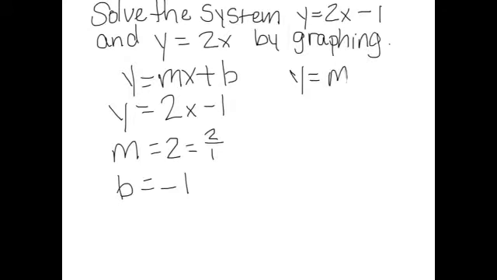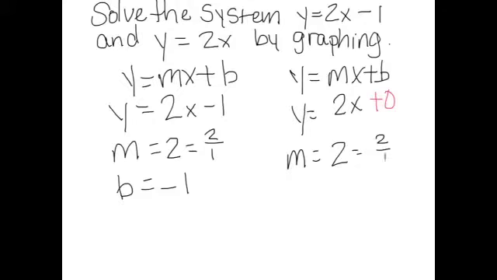Now let's see if you remember the tougher one. Y equals mx plus b, and we're looking at the equation y equals 2x. Yes, I do need to add that plus 0 because there's nothing there, and nothing is what? 0. Very good. So my slope here is what? 2 over 1. 2, which equals 2 over 1, and my y-intercept is 0.